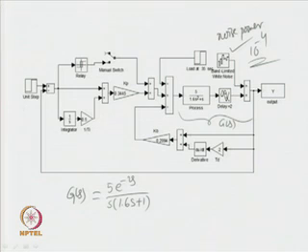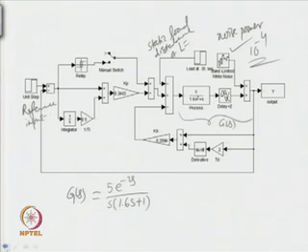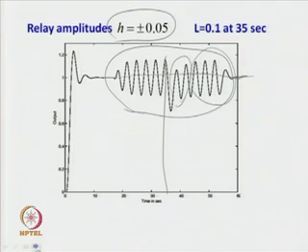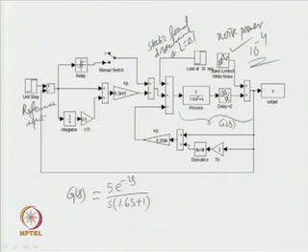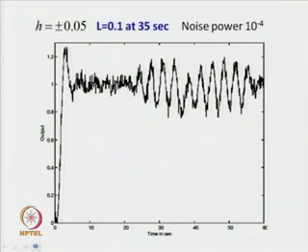So, when some unit step reference input is applied in the presence of static load disturbance of magnitude L equal to the same magnitude we had, 0.1. So, L equal to 0.1 at time t equal to 35, we get an output response of this form.